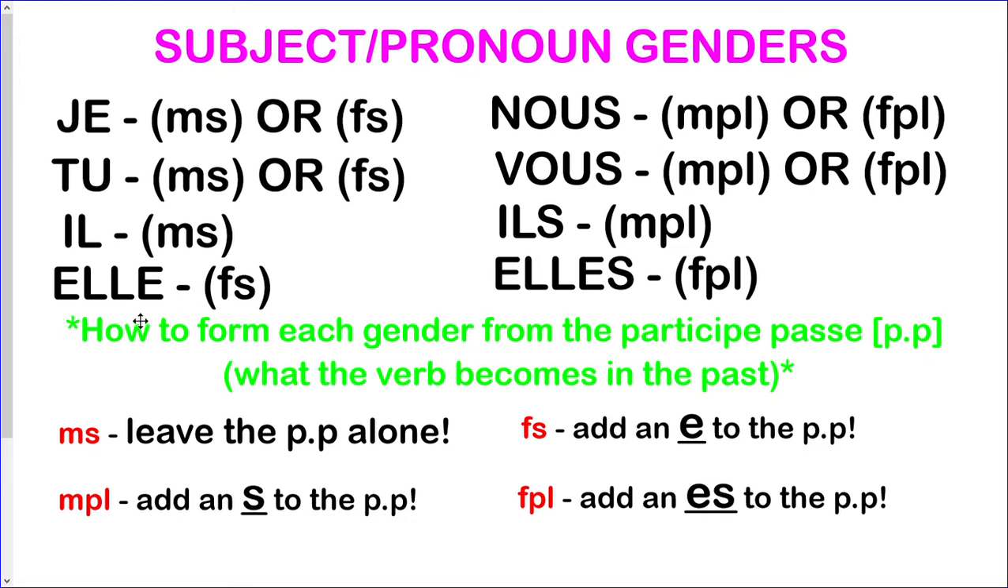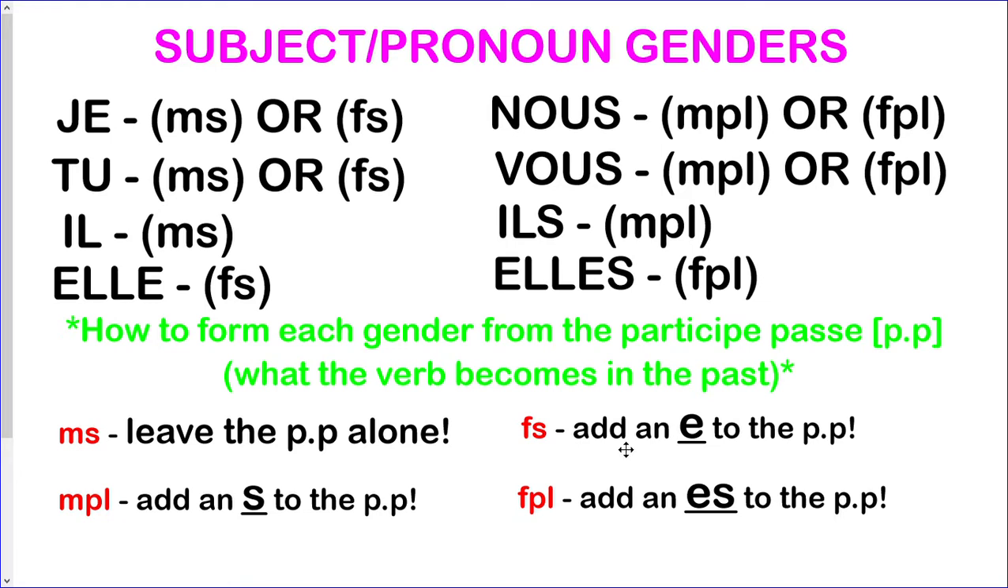How to form each gender from the participe passé, what the verb becomes in the past. So you're going to see the PP here. That just means participe passé. All right, so if your sentence is masculine singular, so for example, if it was something like, he came back, I would refer back to that chart with the participe passé, and I would leave the participe passé alone. Whatever you see in that column before the brackets, the original form of the participe passé, I'm just going to write it down. Okay, boys are very simple. We do not add extras for anything that has to do with boys.